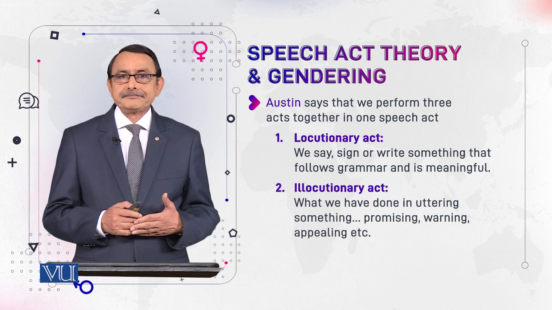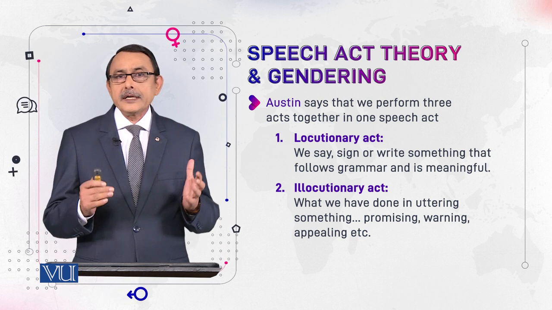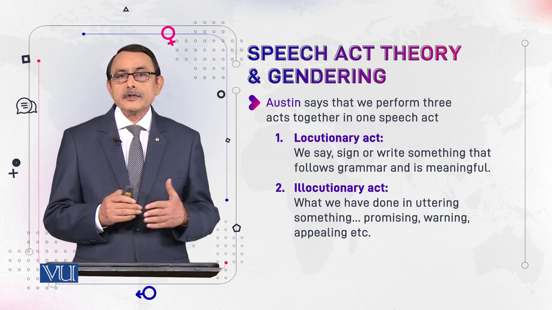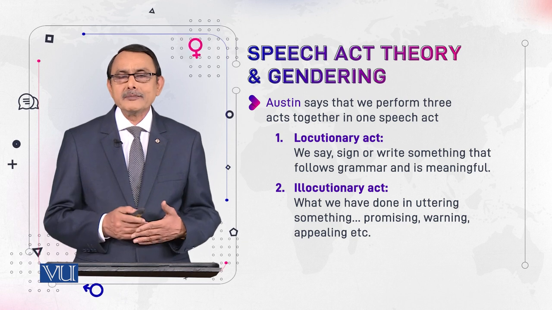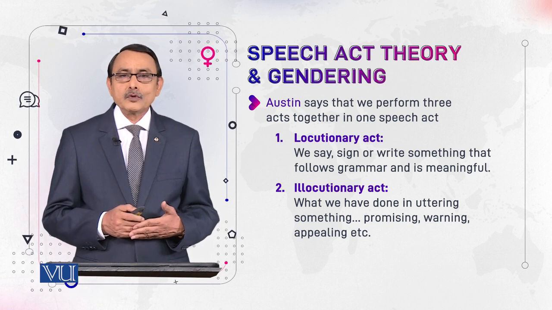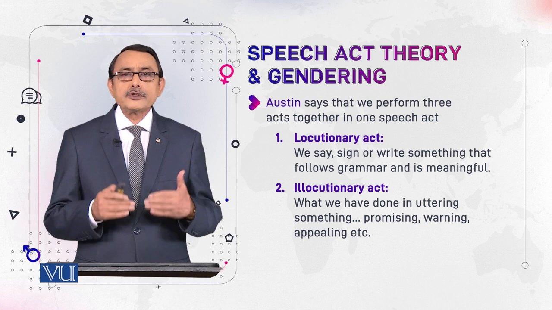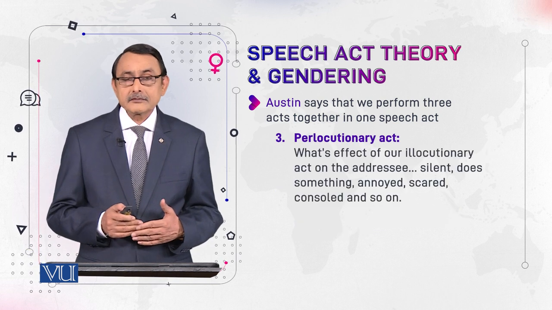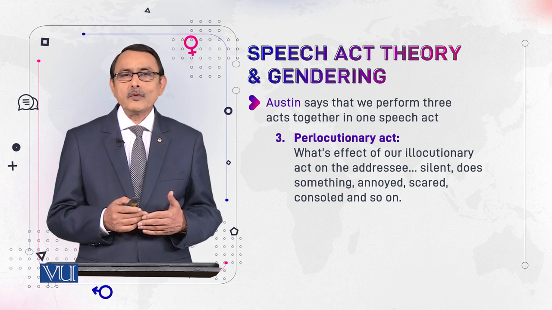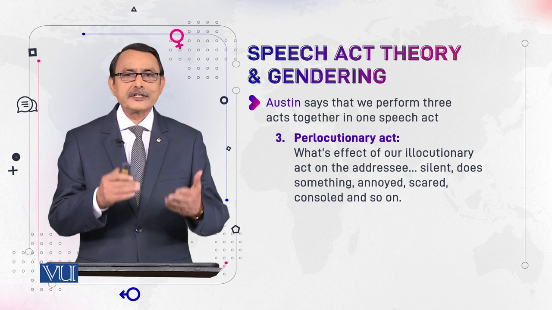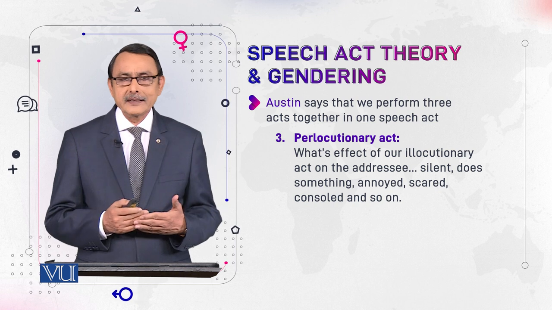What we have done in uttering something is called the illocutionary act. We might have promised, we might have invited, we might have warned somebody, we might have advised somebody. So, promising, inviting, advising, these are illocutionary acts. The third thing is, when you have uttered something, what is the effect of that utterance on your addressee? This is called perlocution or the perlocutionary act.